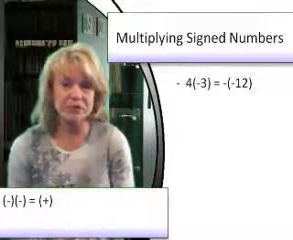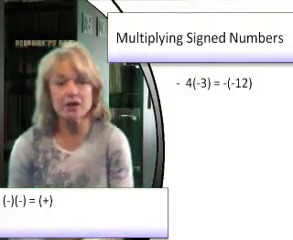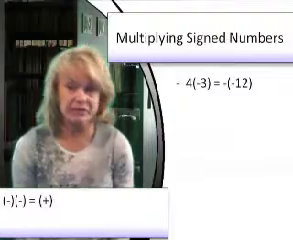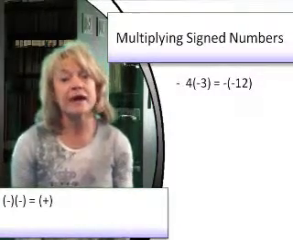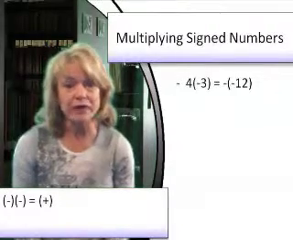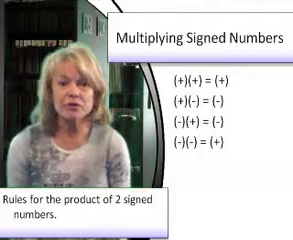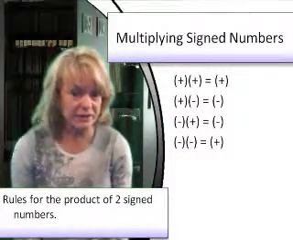Now here you can interpret this one as the opposite of 4 times a negative 3. You know that a positive times a negative is a negative, and the opposite of a negative is a positive. So the rule: a negative times a negative is a positive. Here are the rules for multiplying two signed numbers.